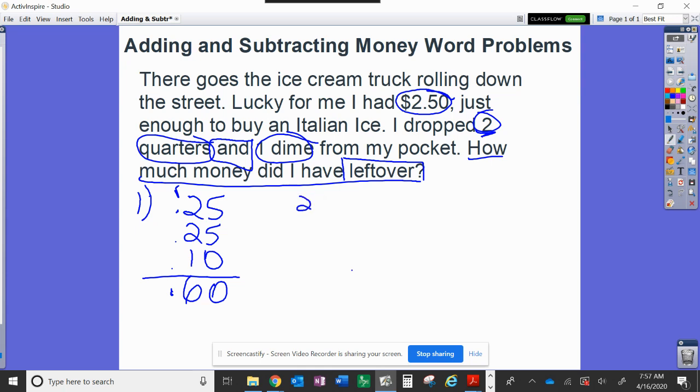So the second step, because I want to know what was left over, right? I did all this stuff, but I need to know what was left over and still in my pocket for that blue raspberry Italian ice I want, is to take my 250 that I did have, and I'm going to subtract 60 cents that I just added, okay?